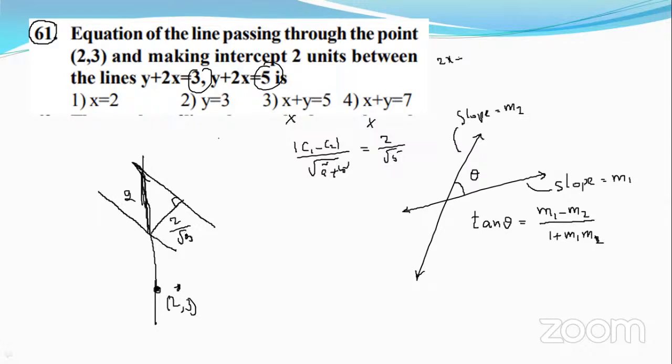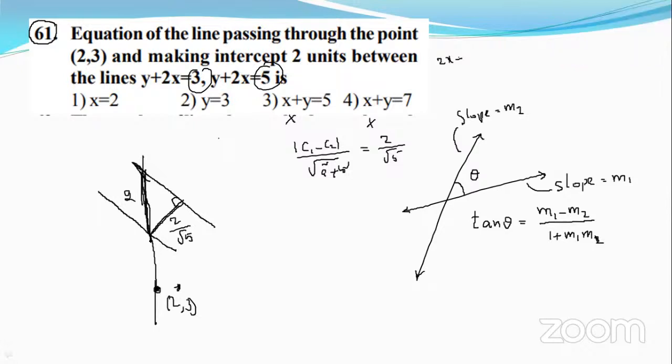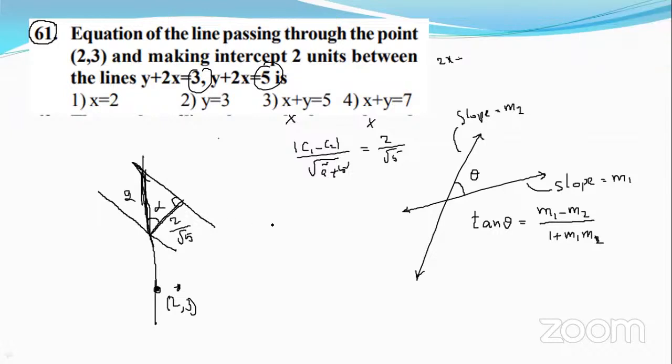It is 2 by root 5. This is 2 by root 5, and this is 2, right? Let this angle be alpha.